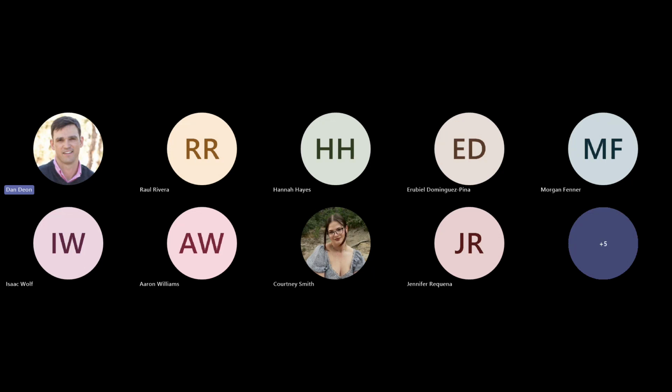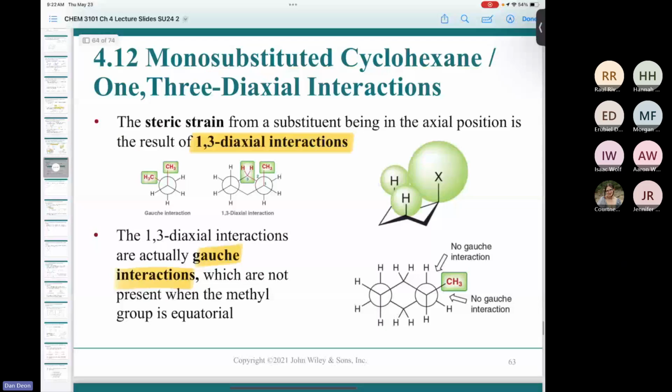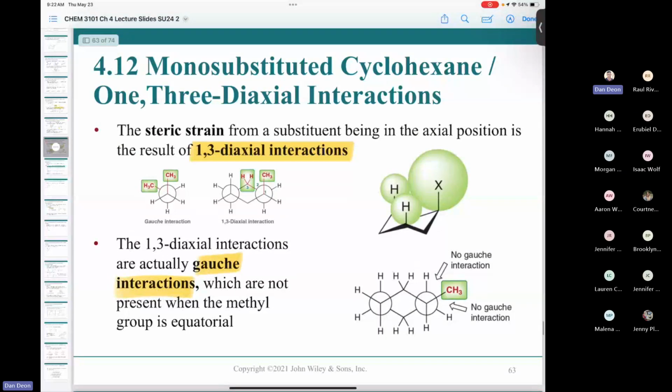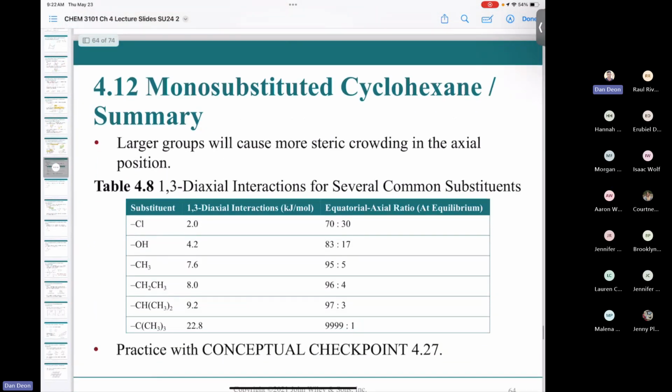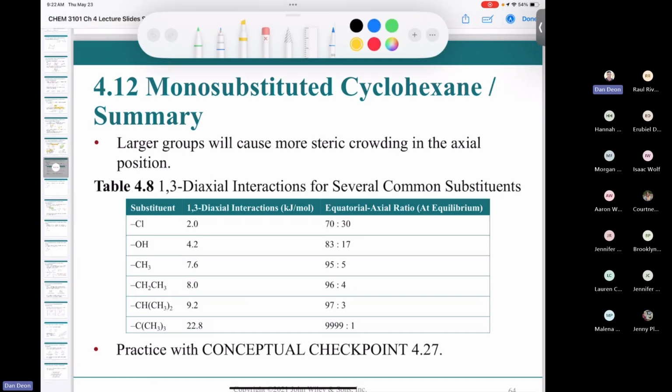Okay, so where we left off was talking about methyl cyclohexane. So that's having one methyl group on our cyclohexane ring. And we said that the ratio of equatorial to axial for methyl cyclohexane was 95 to 5. So 95% of the time it's going to be in the equatorial position because you avoid the 1,3 diaxial interactions. And then 5% of the time it's going to be in the axial position because then you do have the 1,3 diaxial interactions.